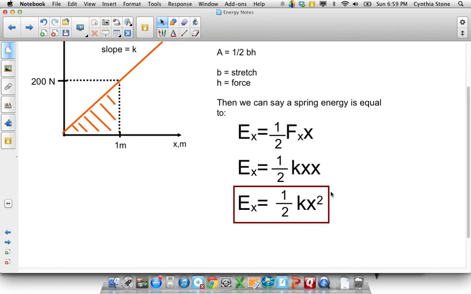And that gives us the equation. This is what you have to know: the elastic energy or spring energy stored in a spring or elastic system when it's stretched a certain amount is equal to 1/2 kx squared. How much it's stretched, squared, times k, which is the spring constant.